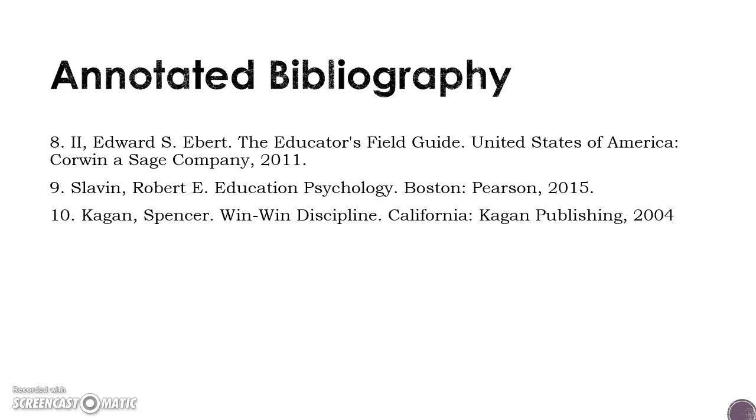The last one is Kagan's Win-Win Discipline, and this is a book that teaches you how to deal with discipline and uses many different ideas: ABCD disruption, the 7 positions, the 3 pillars, all this stuff that comes together to help manage your classroom when dealing with behavior that may not fit our classroom.